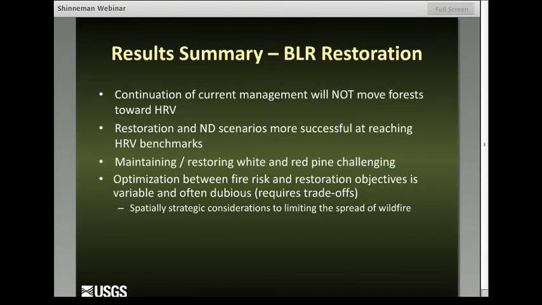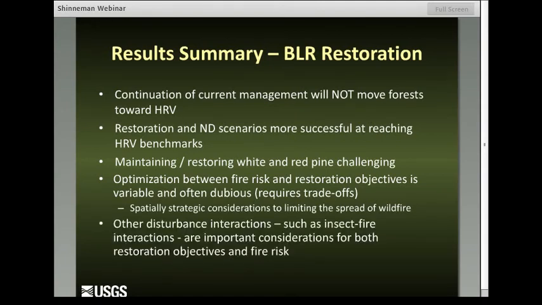More fire suppression, however, also resulted in more fire, especially in parks and wilderness areas, as we saw in the current management scenario. When we were able to increase aspen on the landscape, we did get less fire, at least on those portions of the landscape, and that suggests that there may be ways to optimize the forest restoration and fire use activities to consider spatially strategic ways to limit the spread of fire, but also achieve some restoration goals.